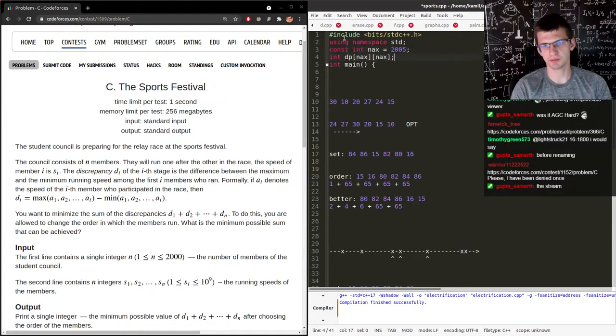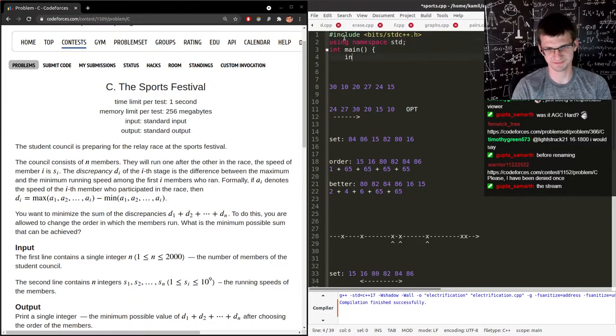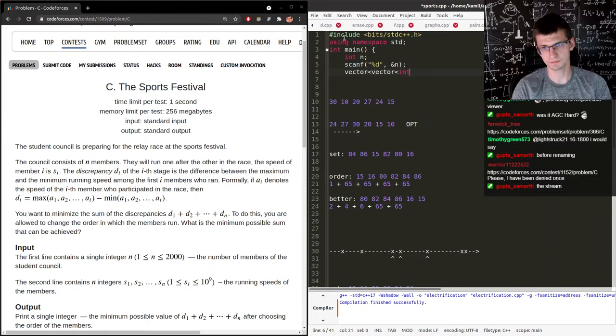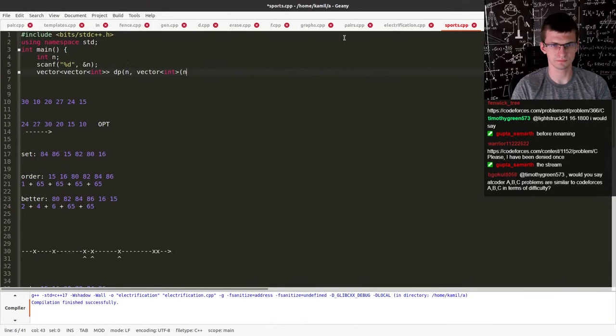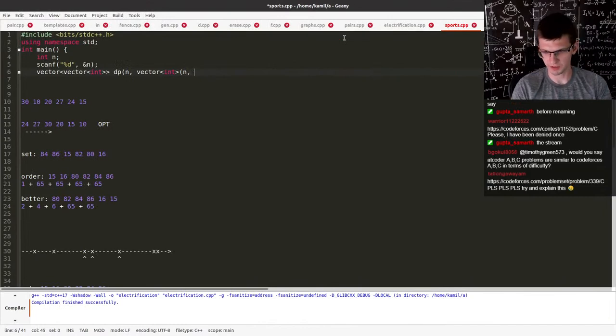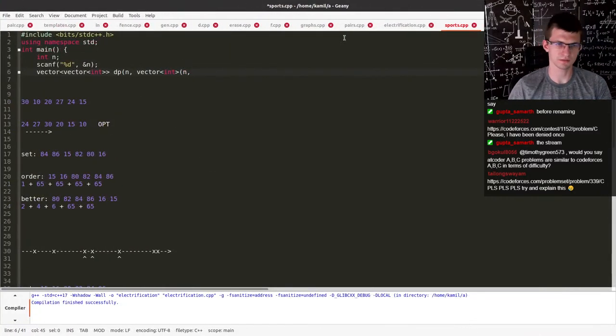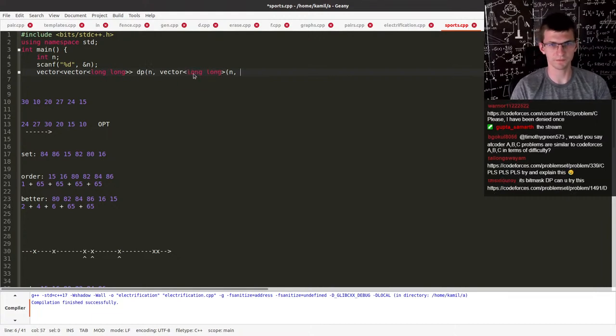Sometimes, not to type the whole thing for vector, I use a two-dimensional array like this one, but this is a bad practice, so let's try not to do it. We minimize, and we will use long longs because the sums over those differences can get big.